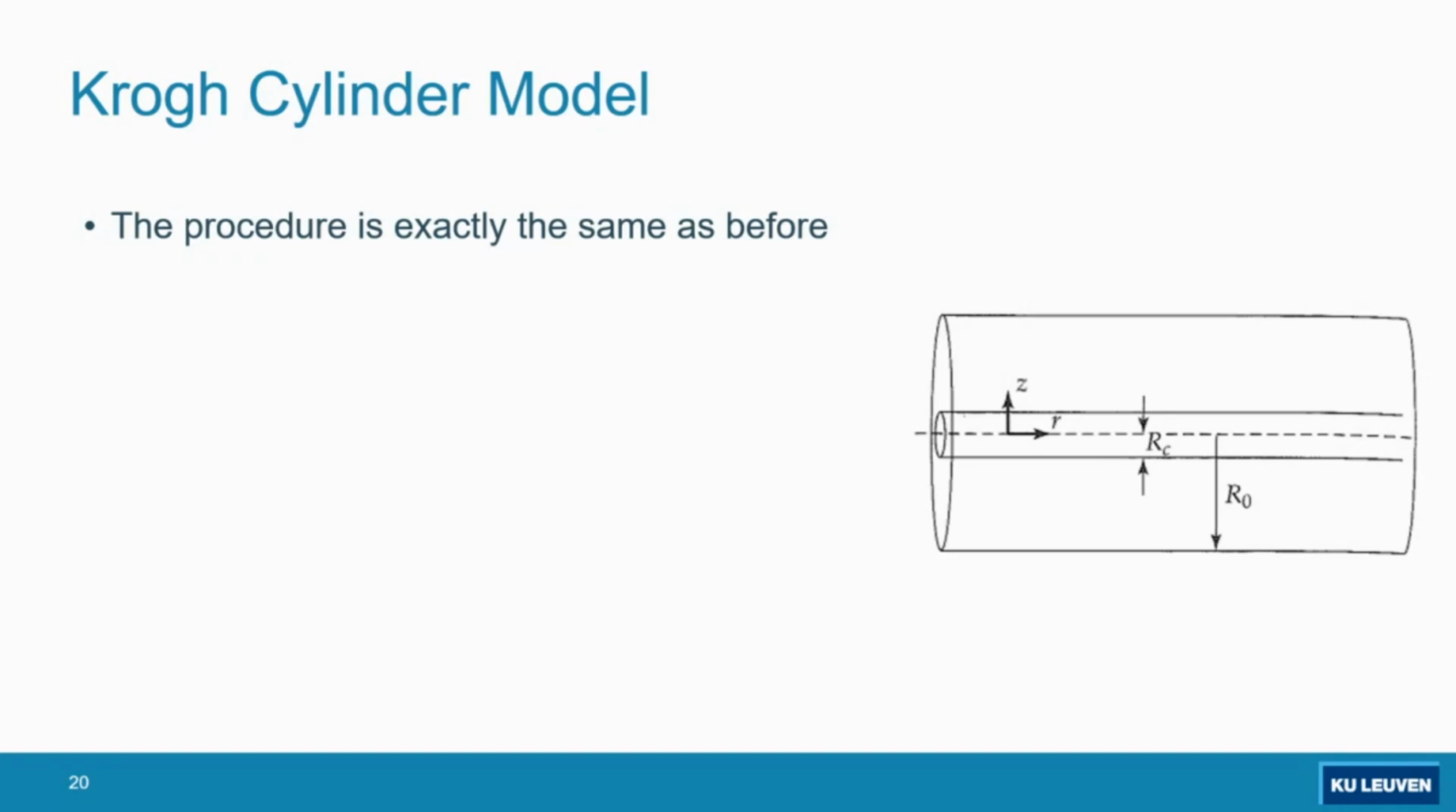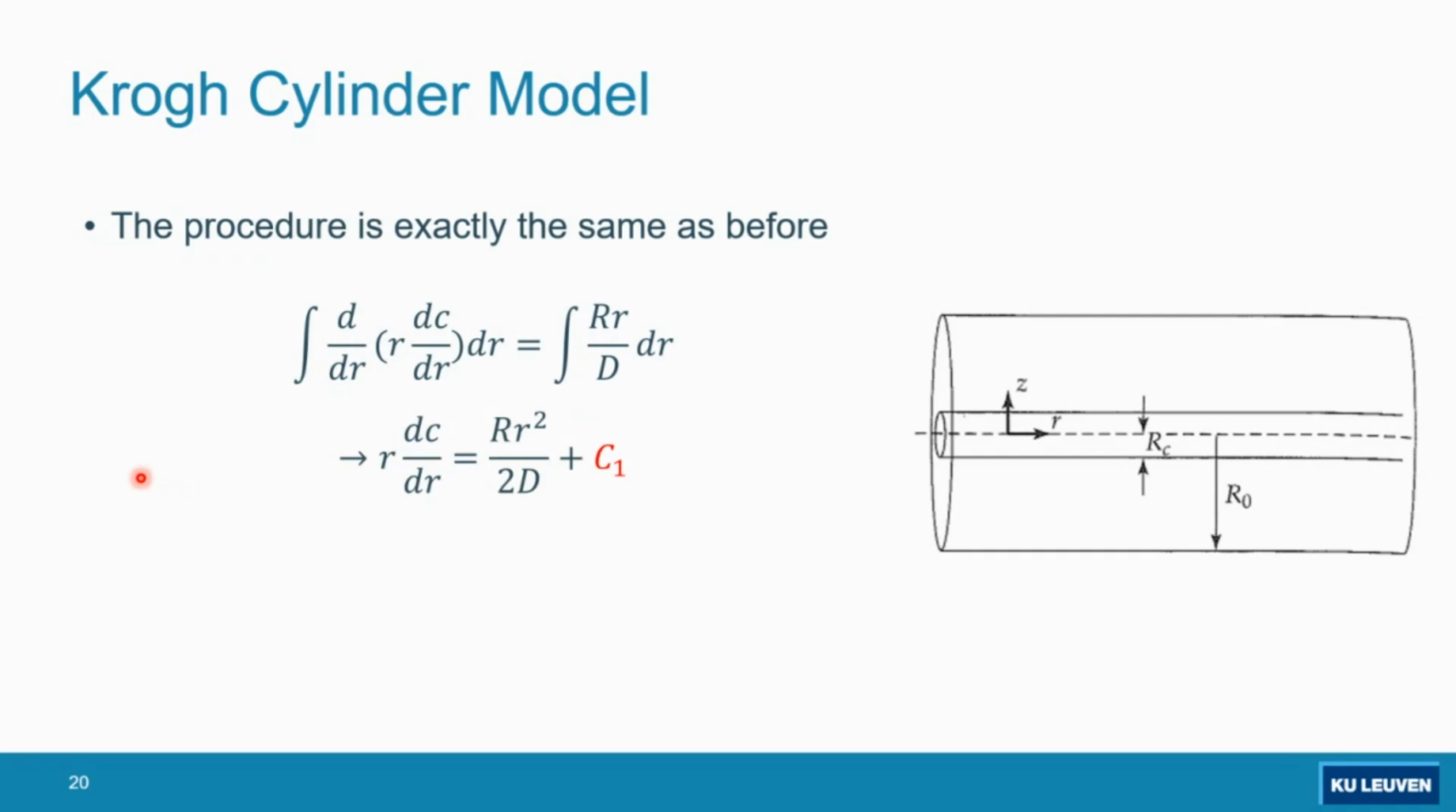So the procedure is exactly the same. We integrate the equation, integrating both sides to get rid of the derivative terms. Then we end up with a coefficient. Here we can easily apply one of the boundary conditions that we know. We know that when R is equal to R0, there is no diffusion, there is no change of concentration. You see the beauty of applying boundary conditions.